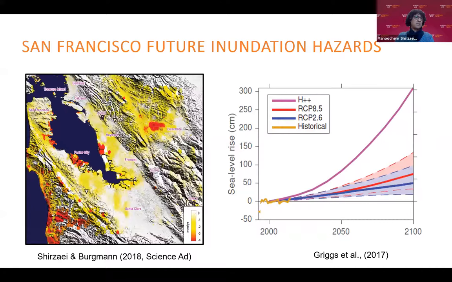So for the San Francisco Bay Area, the majority of this subsidence and uplift that you see is associated with compaction of the sediment.